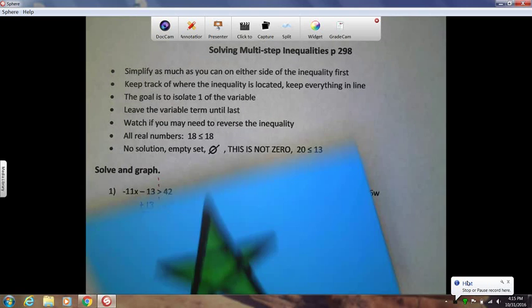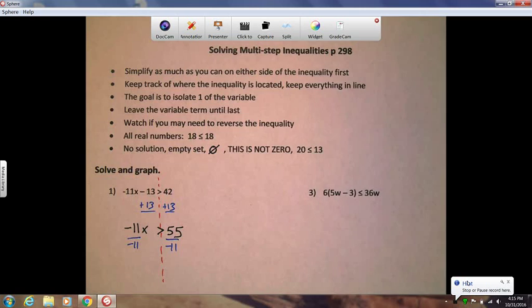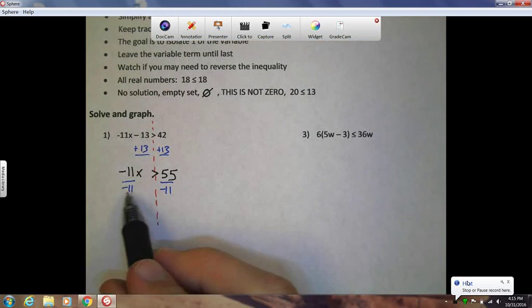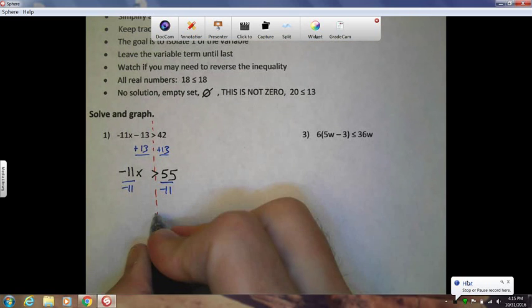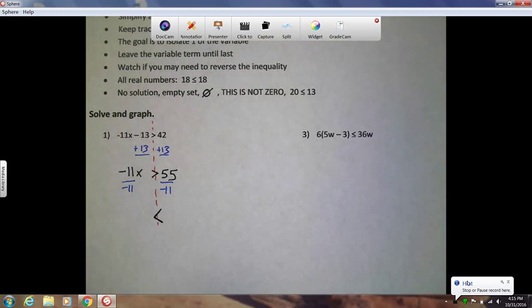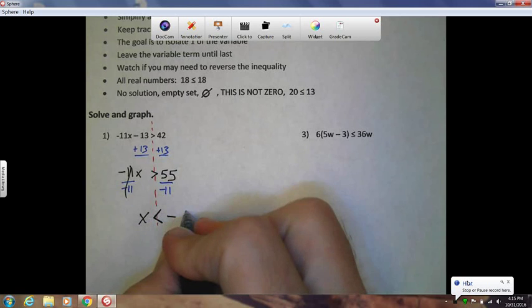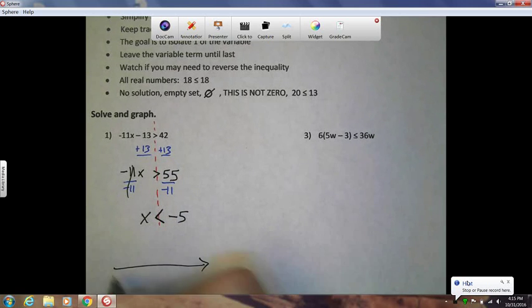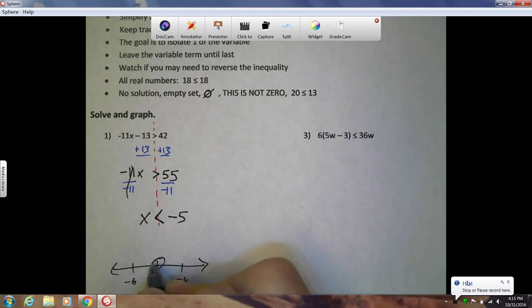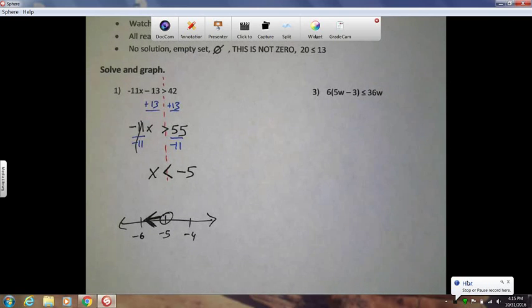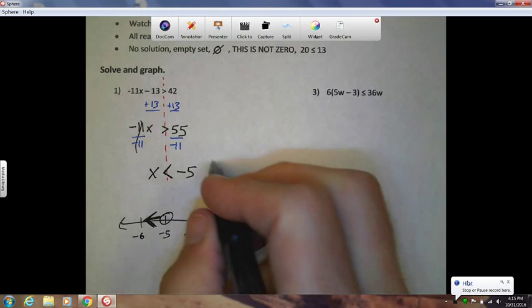Here's something to watch out for. I'm dividing both sides by a negative number, so I need to reverse the inequality. Of course, that's 1. That's negative 5. And there's your graph. Again, make sure you come after school if you have questions on graphing. Number 2.